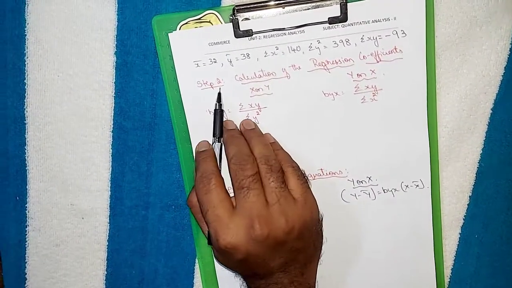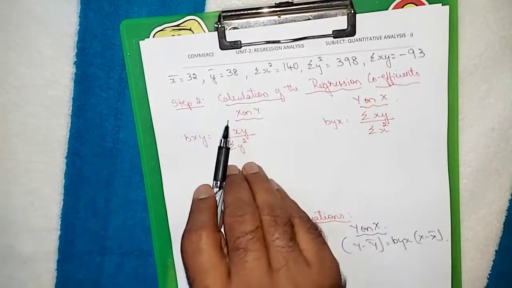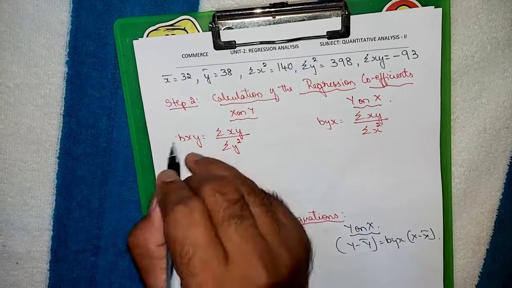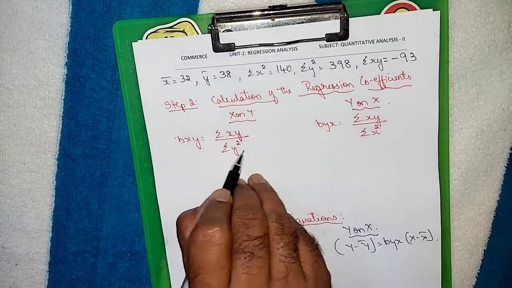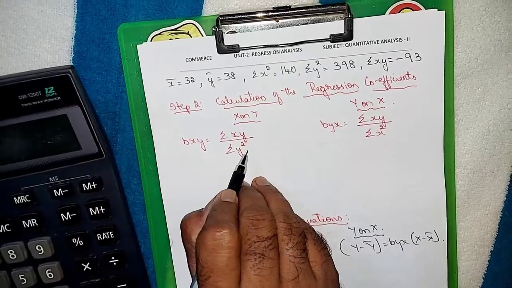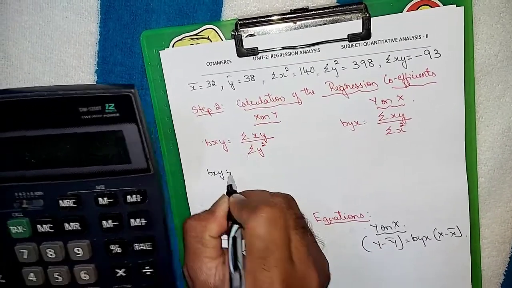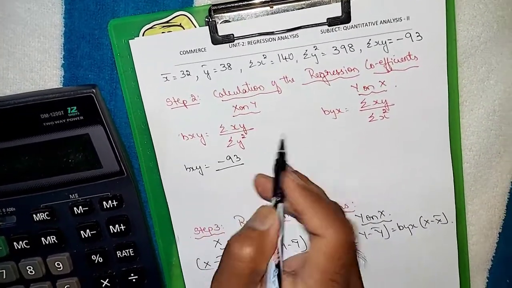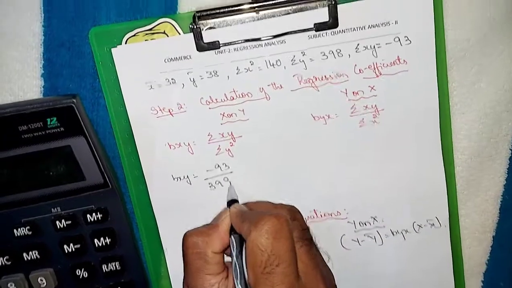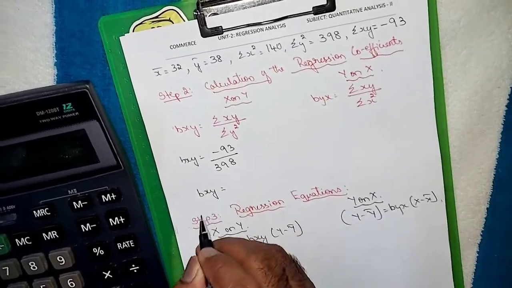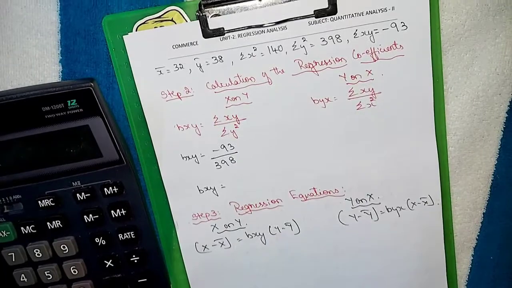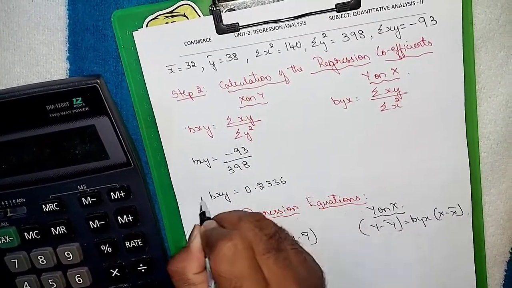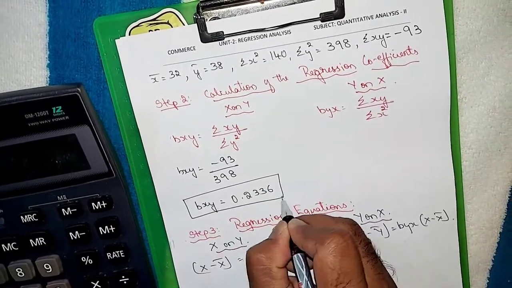Let us proceed to step 2, calculation of the regression coefficient of x on y and regression coefficient of y on x, which is step number 2. So bxy is equal to sigma xy divided by sigma y square. The value of sigma xy is minus 93 divided by sigma y square, which is 398. Therefore bxy is equal to minus 93 divided by 398, which is minus 0.2336.